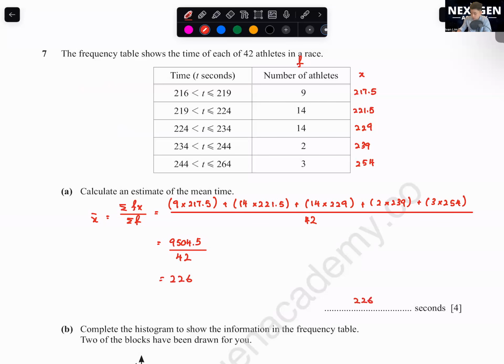Okay, why do you do it like this? Because you see, you got 4 marks. Just in case one of it is wrong, at least you got some marks in your working also.